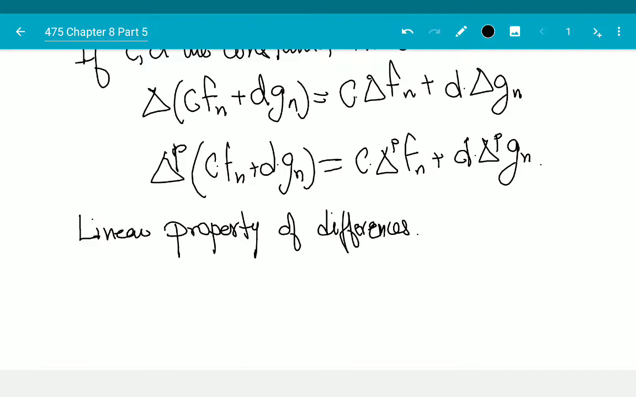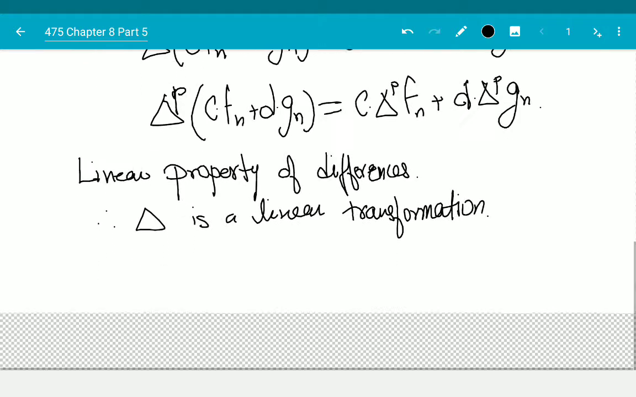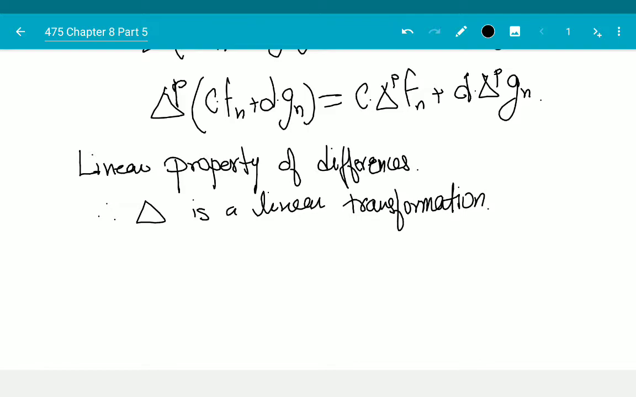But let's not get too much into that. Therefore, delta is a linear transformation. If you know what that means, then great. Basically, it exactly means this, that it preserves C times Fn plus D times Gn as C times delta Fn plus D times delta Gn.